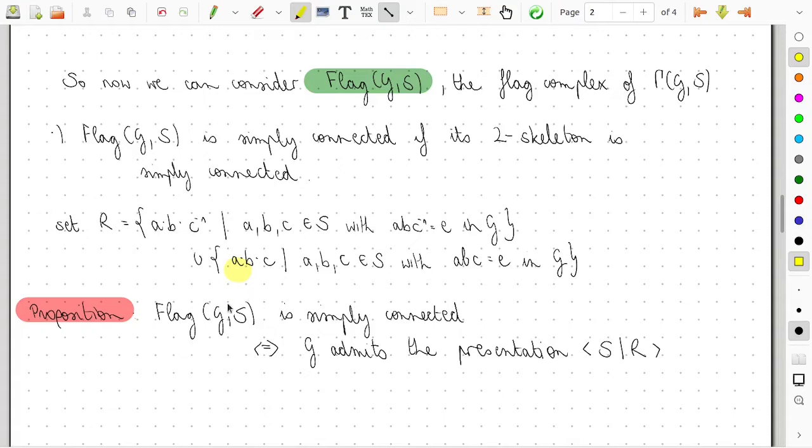The flag complex is simply connected if and only if the group G admits the presentation with generators S and relations R. To understand when the flag complex is systolic, we now need to understand when the link of a vertex is 6-large.